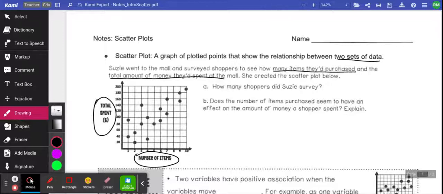How could we figure out how many shoppers she surveyed? Yeah, counting the number of dots. Each dot represents one person that she asked. So go ahead and count the dots or count the points.